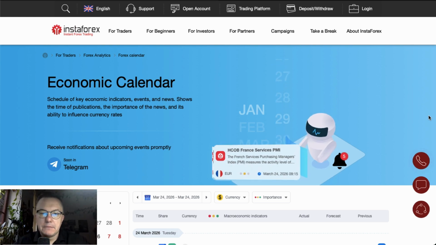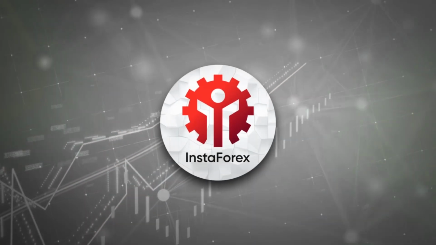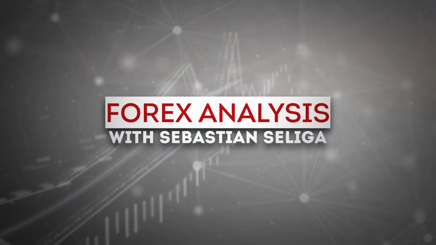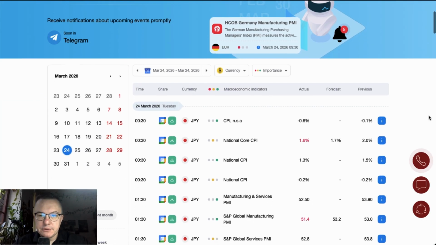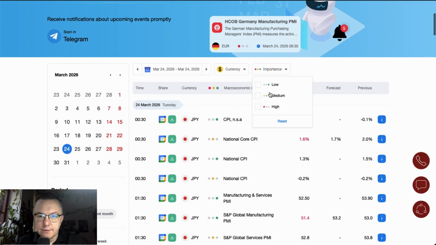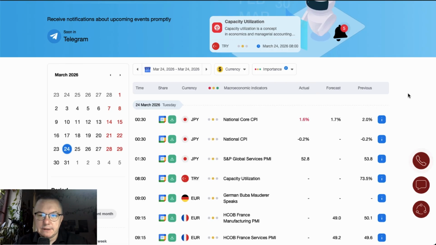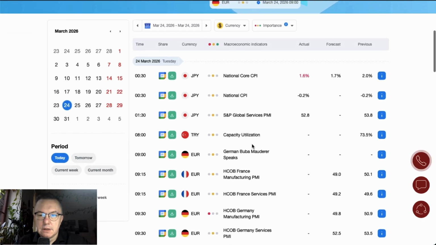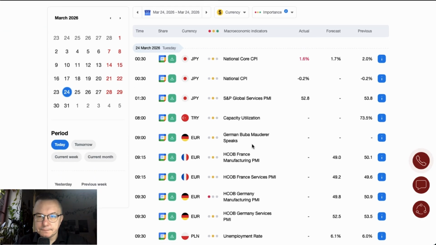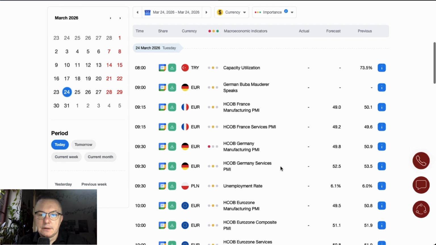Today is Tuesday, March 24th, 2026. Let's take a look at what we have in the economic calendar for today. So the first situation here, let me just take a look at the medium and medium-high importance data. There you go, data from Japan, core CPI and national CPI data. All of them were worse than expected. Global services PMI worse than expected as well.